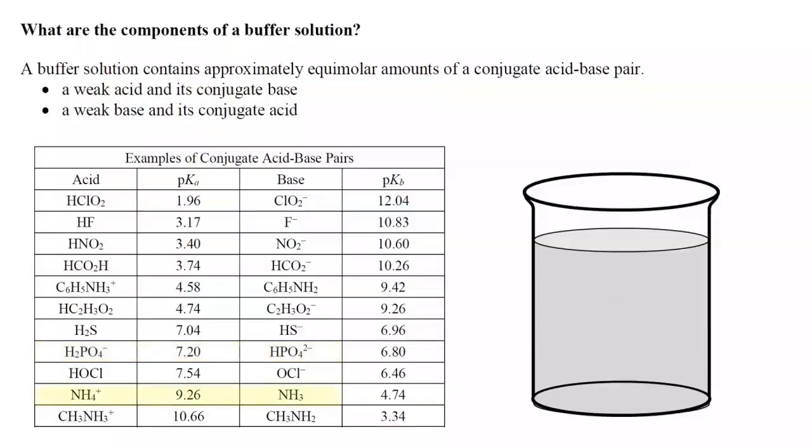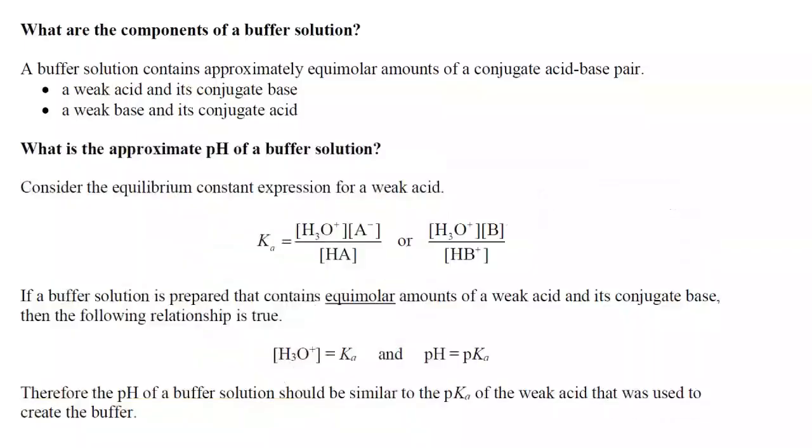If you have a mixture of ammonia, which is a weak base, and ammonium, NH4+, which is the conjugate acid, then if you have an equimolar mixture of NH4+ and NH3, the pH would equal 9.26, which is equal to the pKa of the ammonium ion.